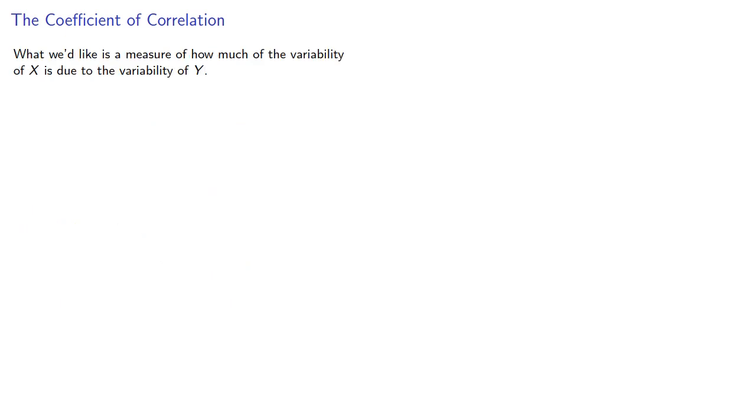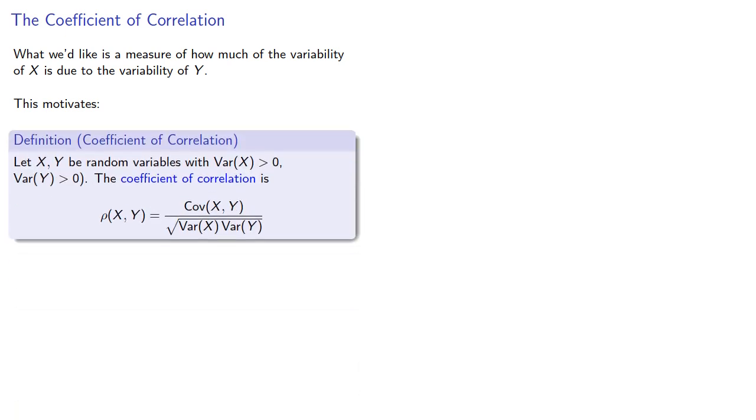And you might think about this as what we'd like is a measure of how much the variability of x is due to the variability of y. And this motivates the coefficient of correlation. Let x and y be random variables, with the variance of x and y being greater than 0. The coefficient of correlation is going to be, which is the covariance divided by the square roots of the variances.